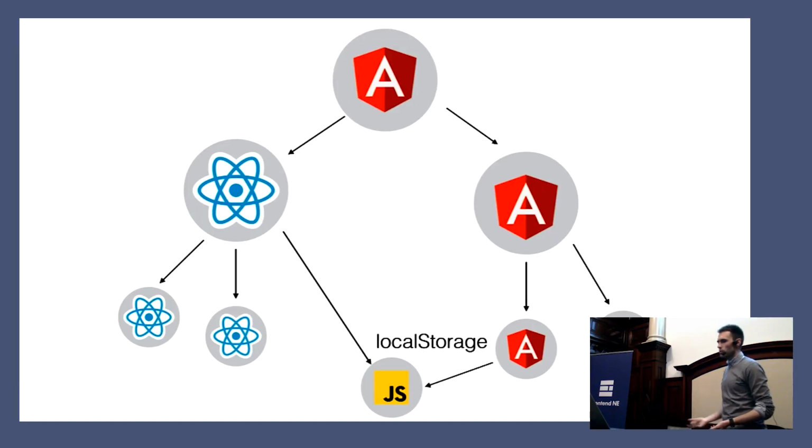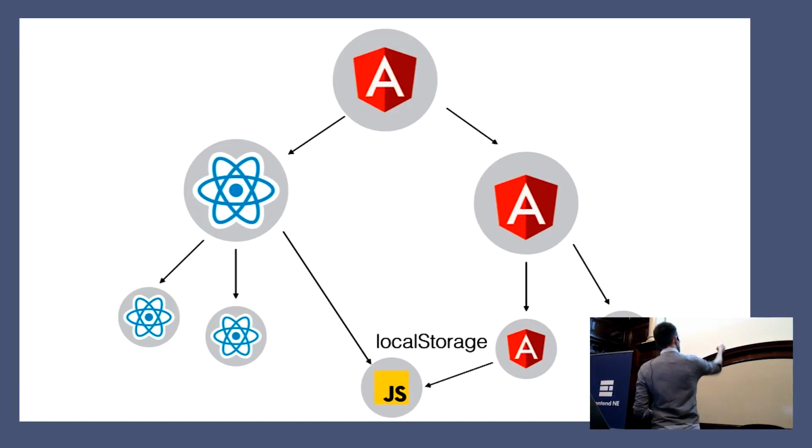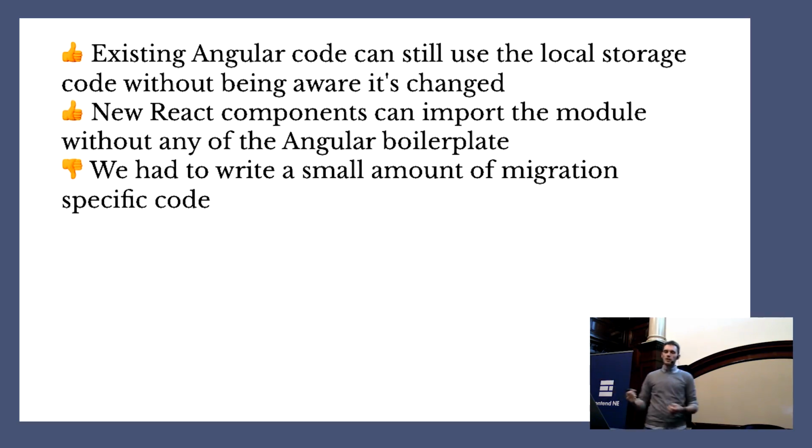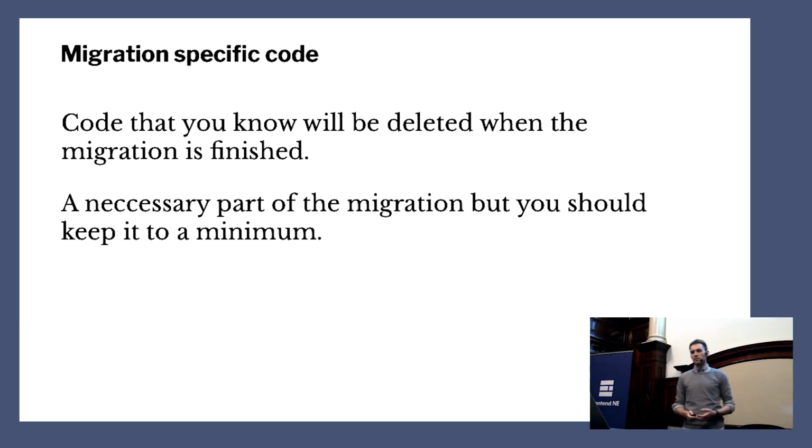If you want to picture this in the tree diagram, we've pulled out the local storage thing into this plain JavaScript object, and we've left a tiny little Angular pointer to it, if you like. So the React code can just pull it in directly. The Angular code can still inject it as it wants to. So the existing Angular code can still use it without knowing that has happened, which is good. New React components can import the non-Angular version, which is also good. The only small downside here is I've had to leave a little bit of migration-specific code floating around.